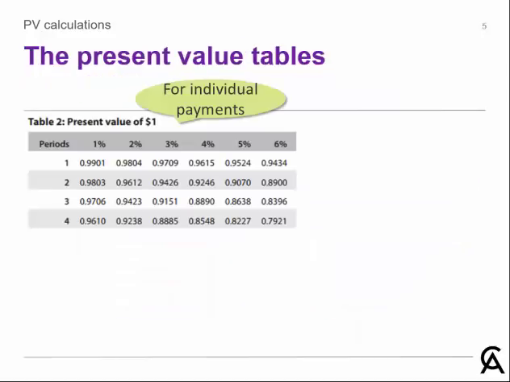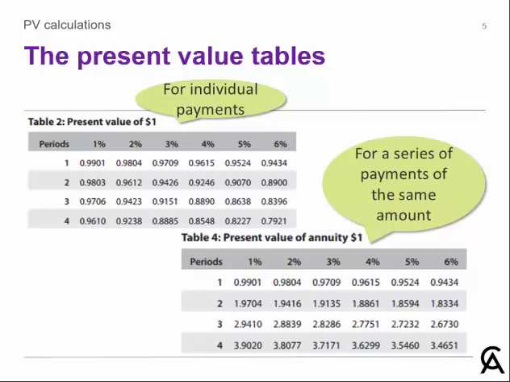So let's have a look at these tables. So I've got an extract for you here. So here's the present value of $1. So this is for individual payments. Now here's an extract from the annuity tables for a series of payments of the same amounts. And you can see that for period 1, the factors are the same in both tables. And that's because it's just one period. But you can see, say in the annuity tables, that the nature of the factors change, and you can see they're greater than 1 because we're talking about a series of payments of the same amounts.